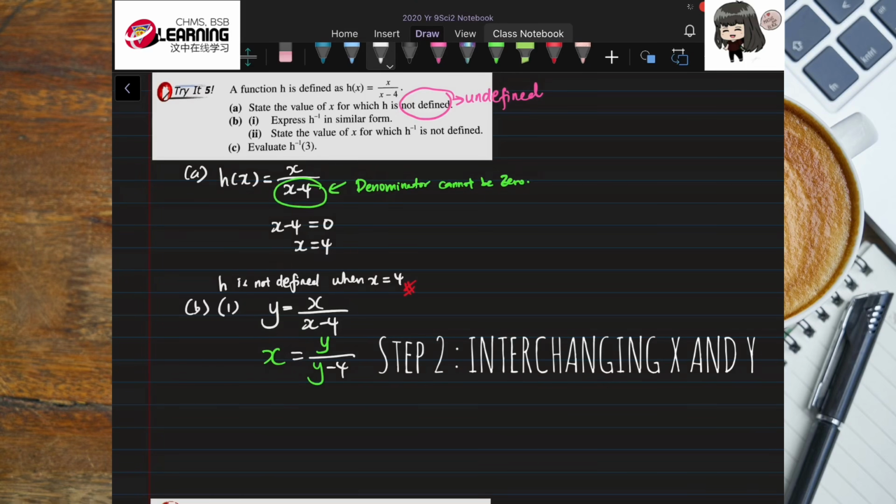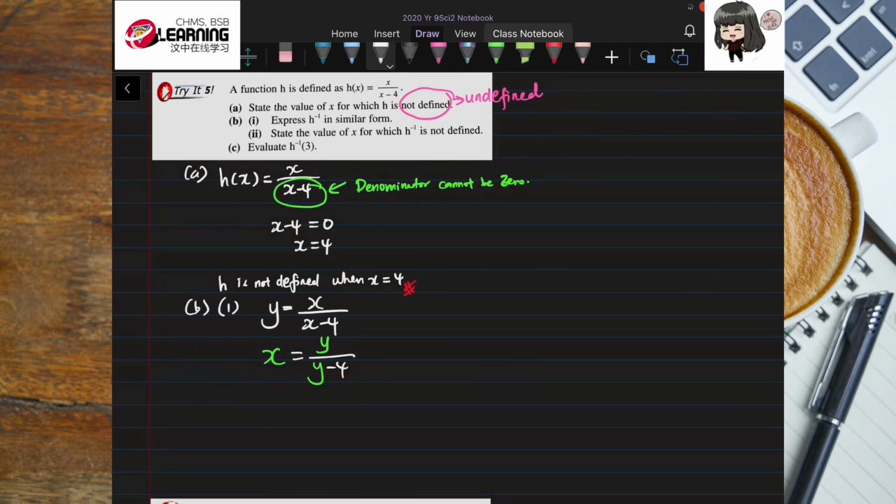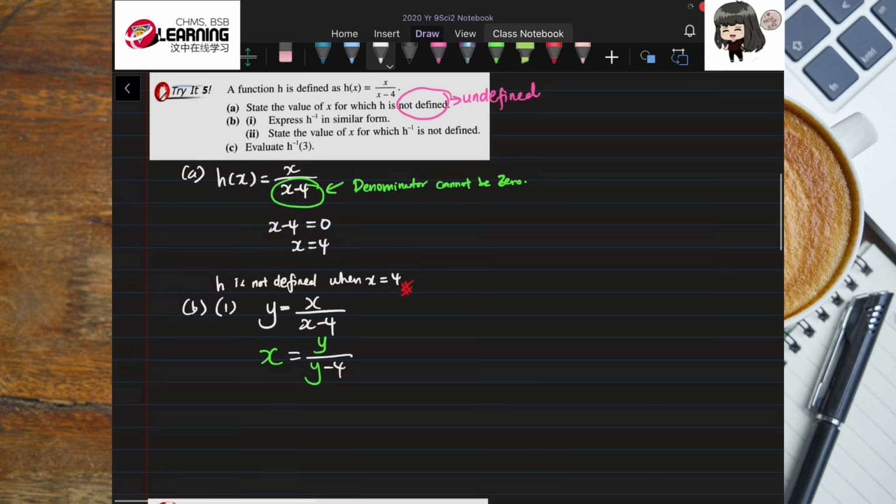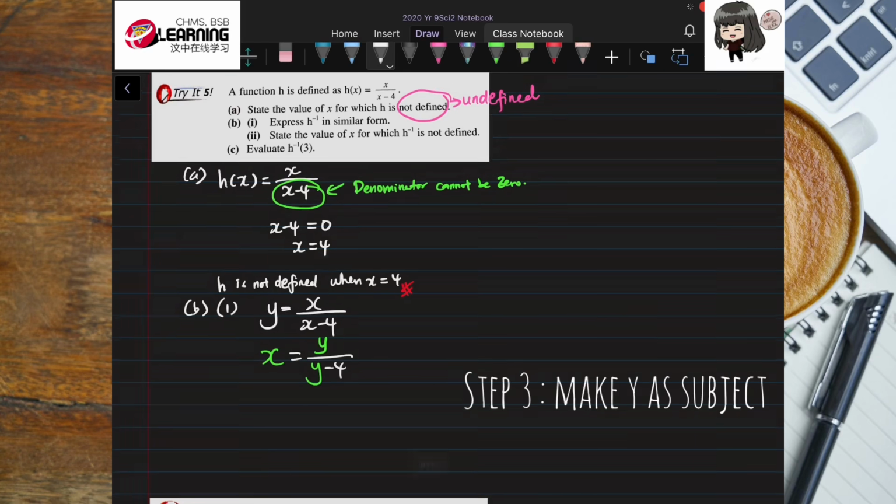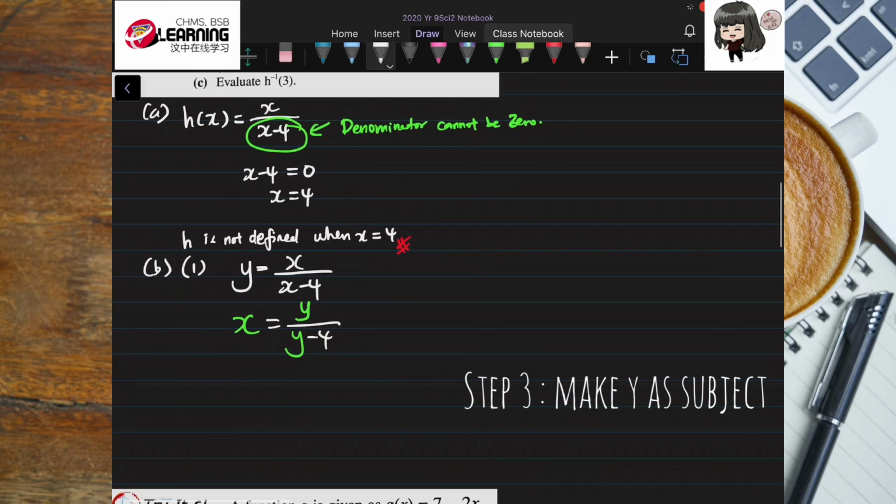Okay, interchanging x and y, because your input becomes your output and your output becomes your input. It is a reverse. You're finding the inverse, right? So the next step is you make y the subject. How do you make y the subject? You move this y minus 4 to the other side, it becomes times. So it's a bracket.